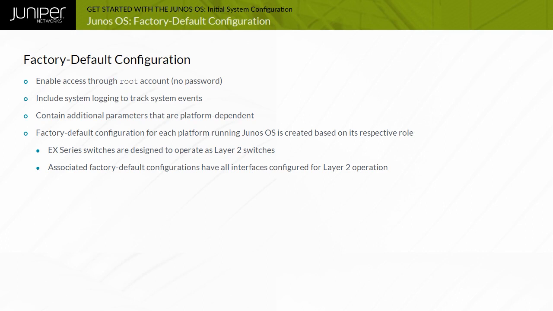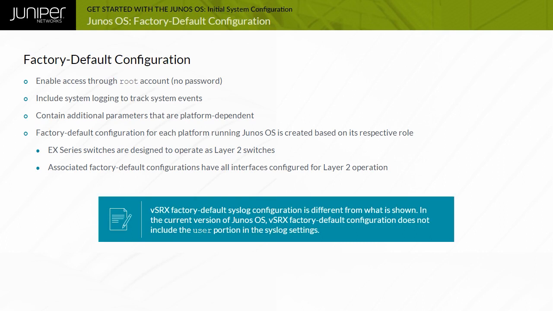Other platforms do not have the same default operational requirements, and thus do not include those configuration parameters in their factory default configurations. Note that VSRX factory default syslog configuration is different from what is shown in this example. In the current version of Junos OS, VSRX factory default configuration does not include the user portion in the syslog settings.